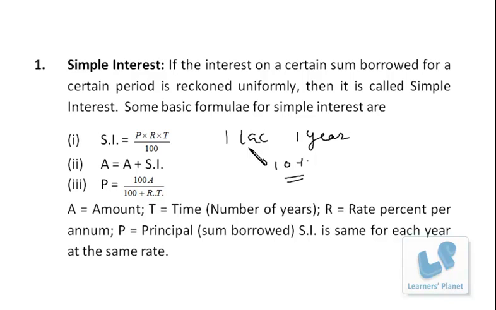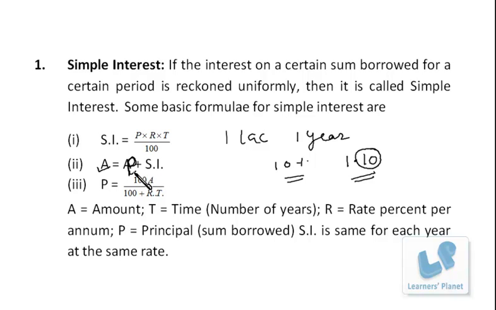On this 1 lakh, you are returning 10% extra, that is 1 lakh 10,000. So this 10,000 is nothing but the interest, or here in this case, it is simple interest. Now what is the total amount that you will be returning after 1 year with this interest? The total amount is the principal plus simple interest.